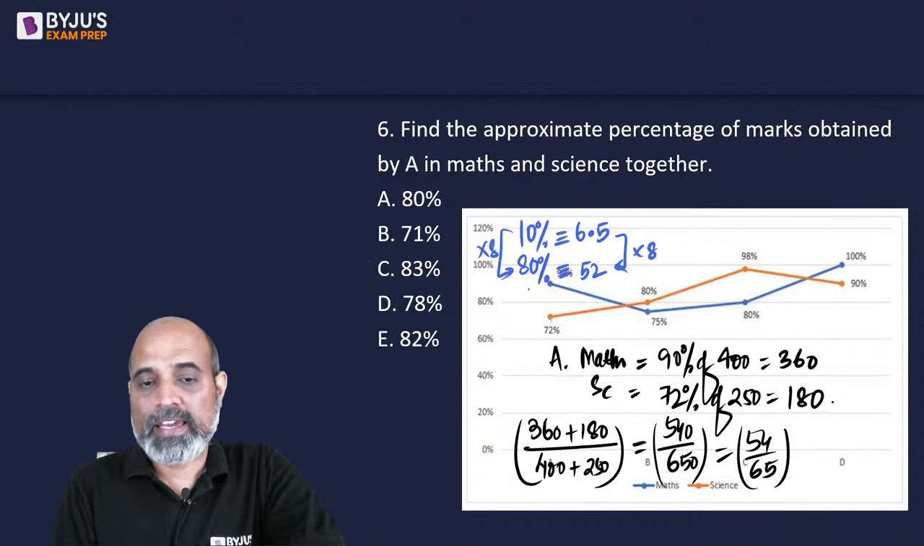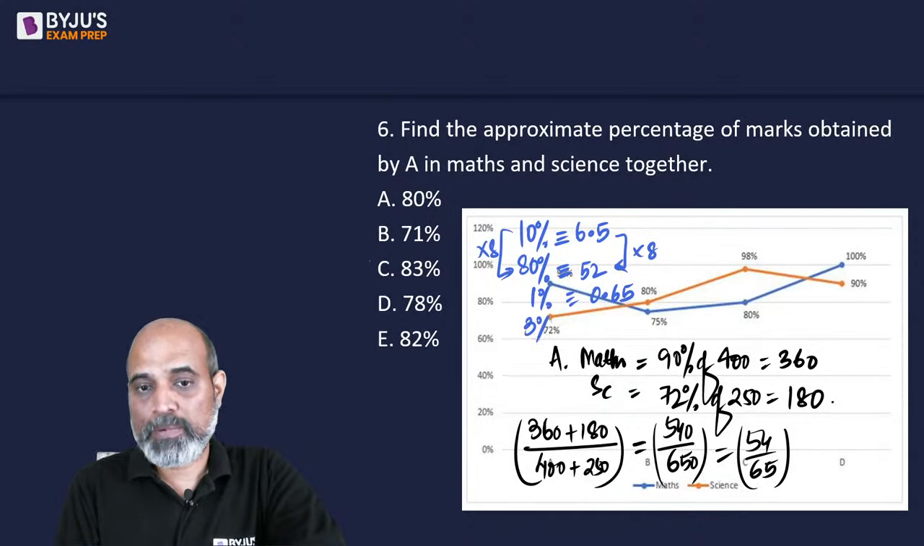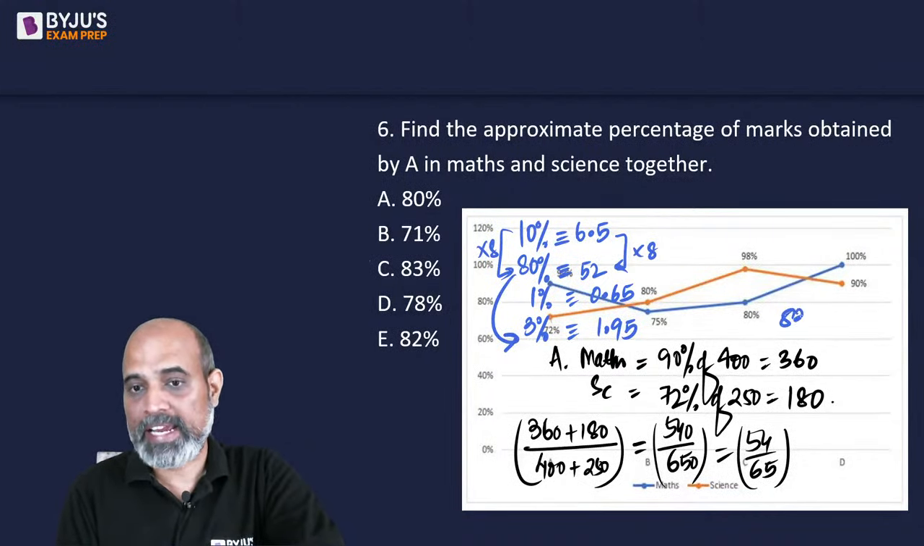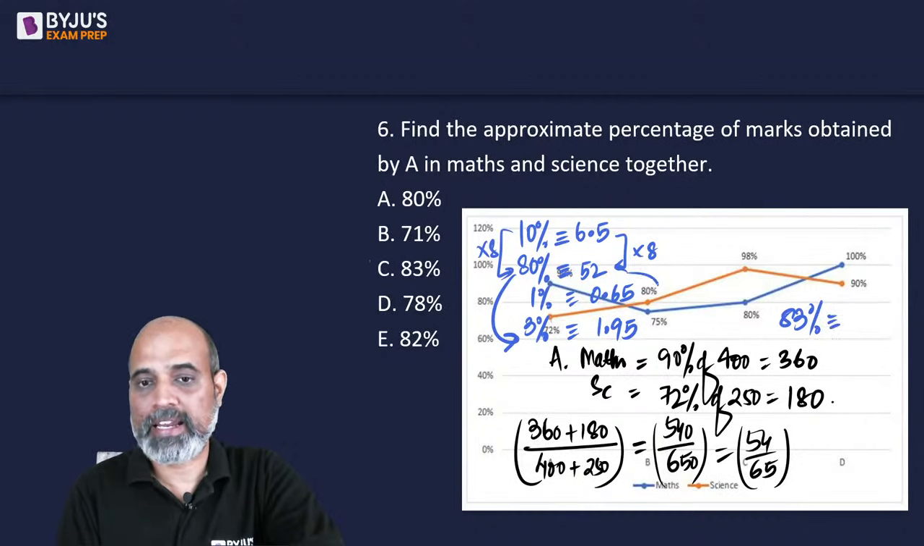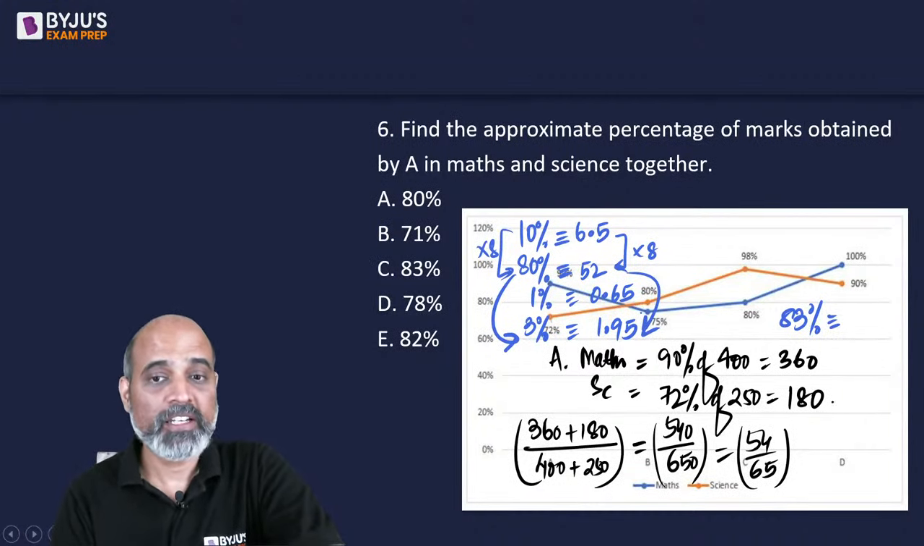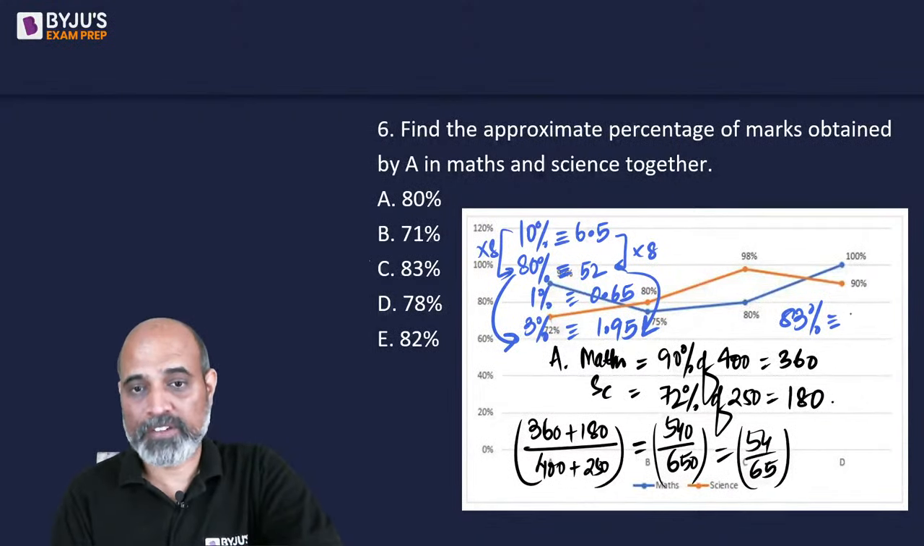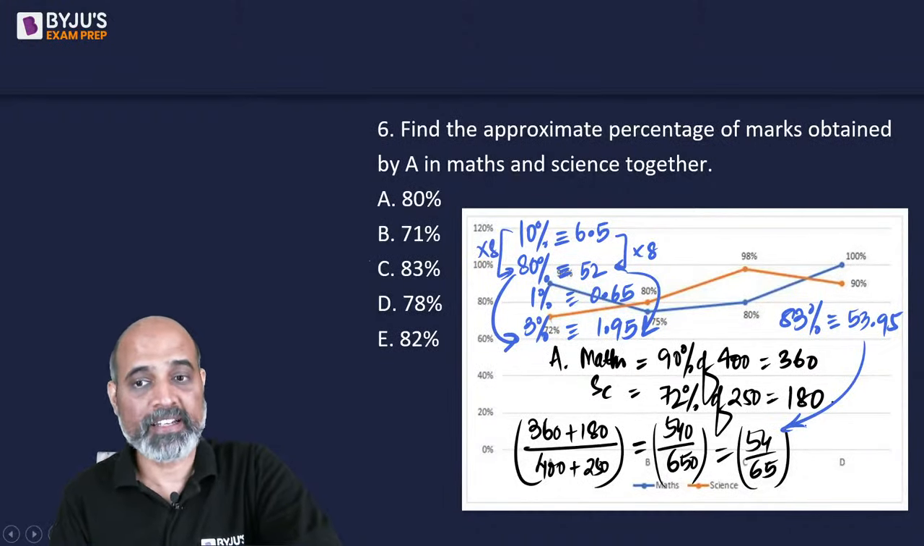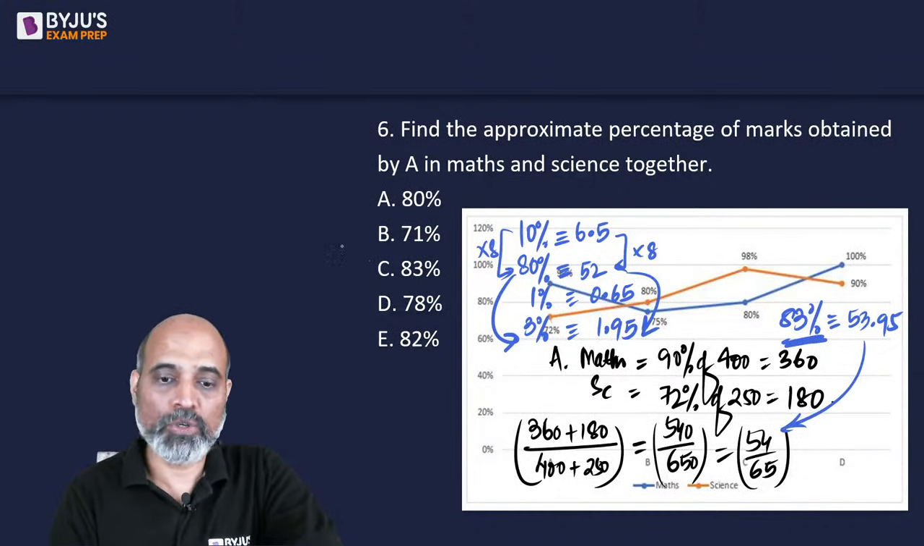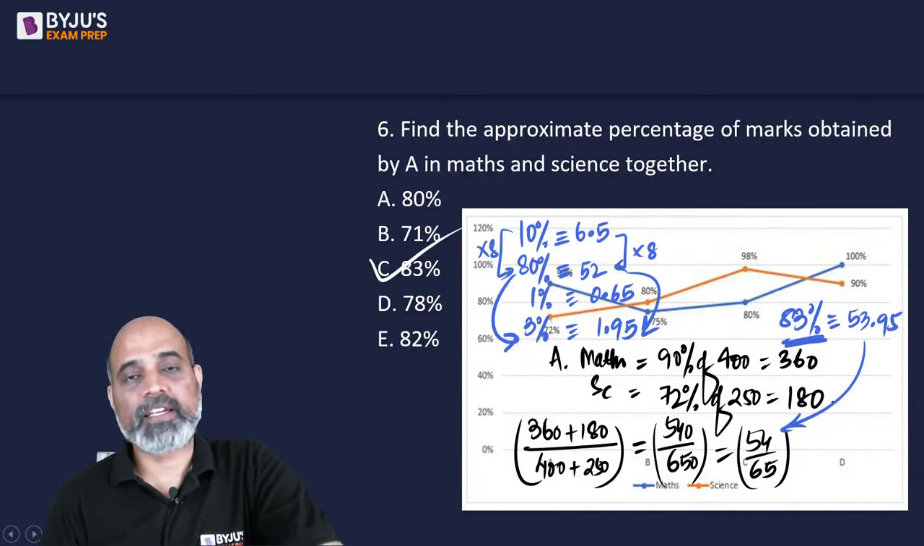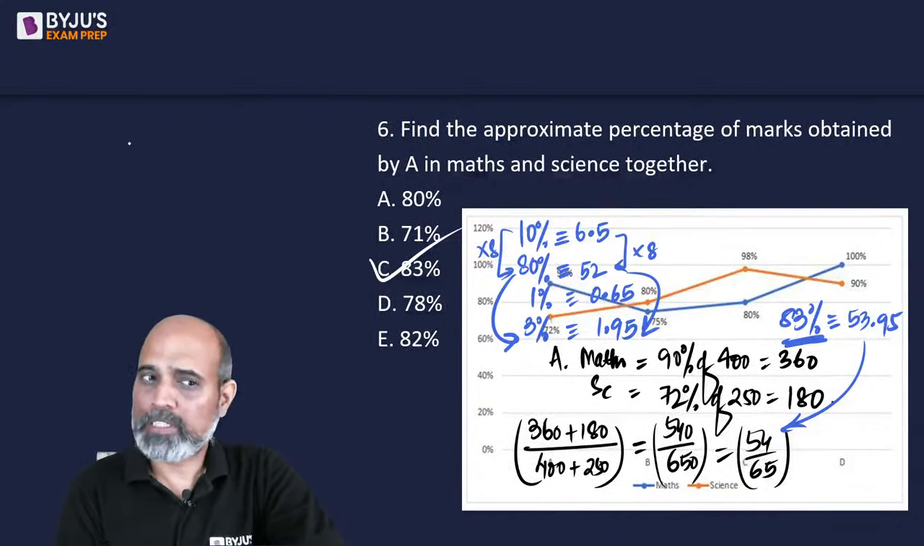Now, if I calculate 1%, this is going to be 0.65. If I calculate 3%, this is going to be 1.95. Now, if I add these two, I will get 83% on the left hand side, and I'll have to add correspondingly the right hand side. So 52 plus 1.95 is going to be 53.95. This is the closest that we are getting. So 83% is going to be the answer. ये आपका nearest है.